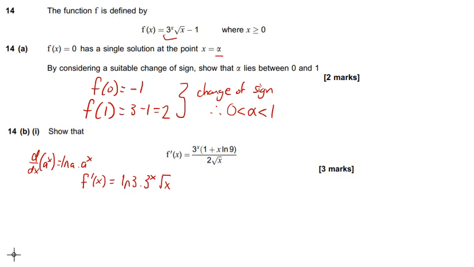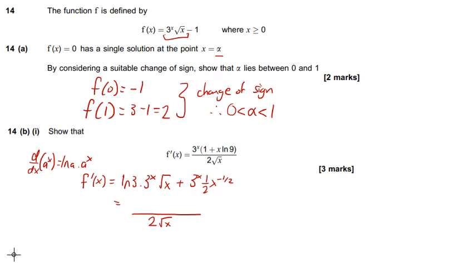So we're using the product rule again. And then we're going to leave the 3 to the power of x bit alone and differentiate the root x. So that's x to the half, so that becomes a half x to the minus a half when we differentiate it. And then differentiate minus 1, that just gives 0. So we need to tidy that up a bit to get the answer given. So let's put everything over 2 root x like we want.